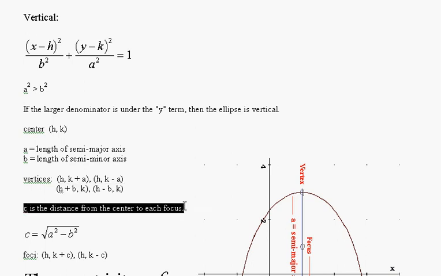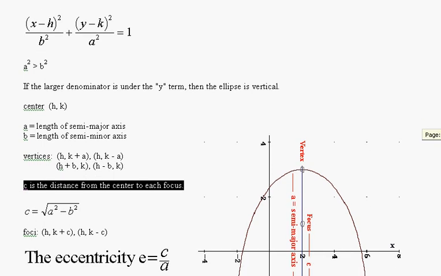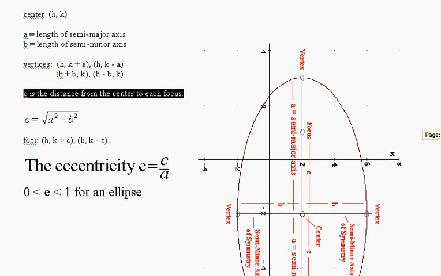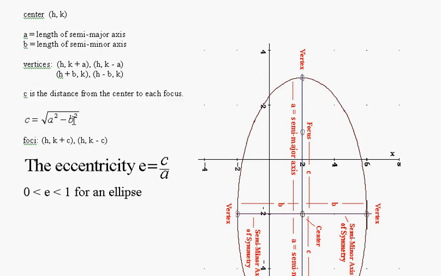C is still the distance from the center to each focus. The way we calculate C is still the same. C is the square root of the large denominator minus the small denominator. To calculate those foci, the foci are always on the major axis. Since the major axis is going up and down, I'm going to add C to K, the y value of the center, subtract C from K, the y value of the center.